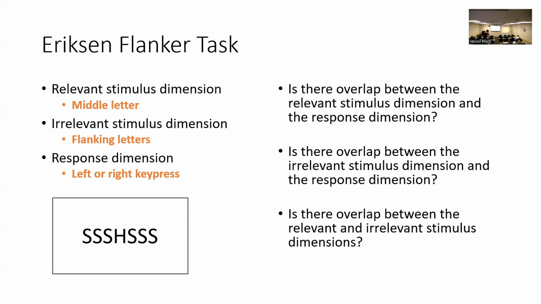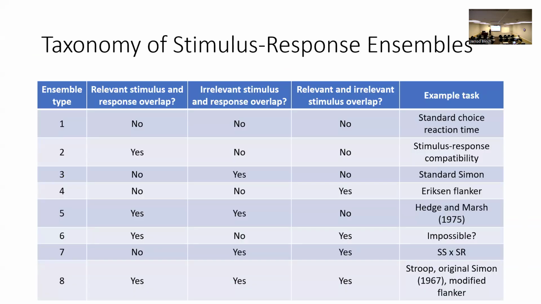So first question, is there overlap between the relevant stimulus dimension and the response dimension? So I didn't add arrows here, but we've got relevant stimulus dimension and response dimension. Well, no. This is left or right, this is middle. Those are different things, so we say no. Is there overlap between the irrelevant stimulus dimension and the response dimension? Flanking letters, left or right? Yeah, I'm gonna go with no. But then lastly, is there overlap between the relevant and irrelevant stimulus dimensions? Yes, because they're both letters. So the original flanker task is a no, no, yes. So number 4, no, no, yes.